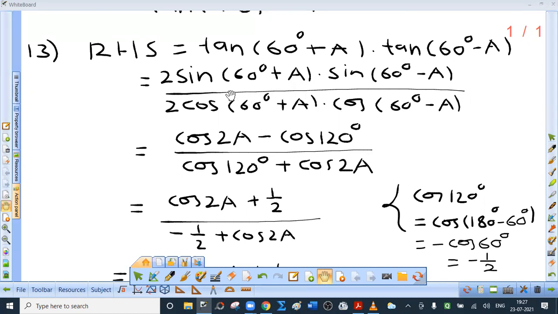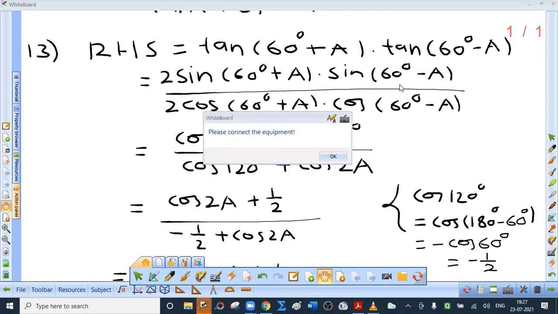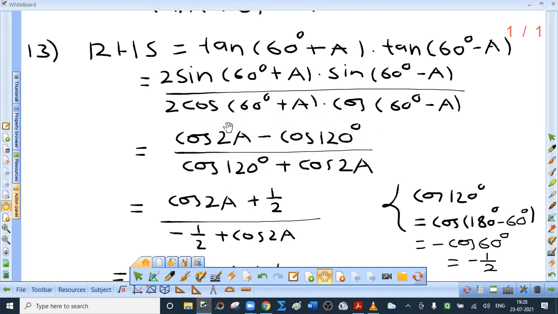Now we need 2 times because the formula demands that. What is 2 sin A sin B in the numerator? It is cos of A minus B. You are expected to write that step. I have written this directly. A minus B means what? 60 plus A minus 60 plus A. That is why I have written cos 2A directly. Minus cos of A plus B. So minus cos 120 degree.